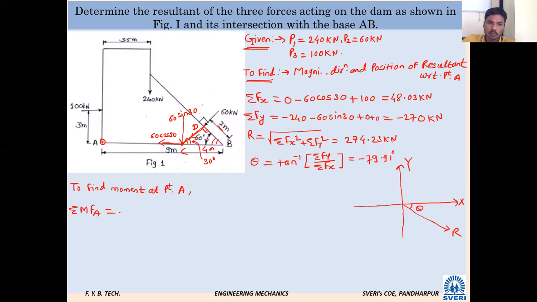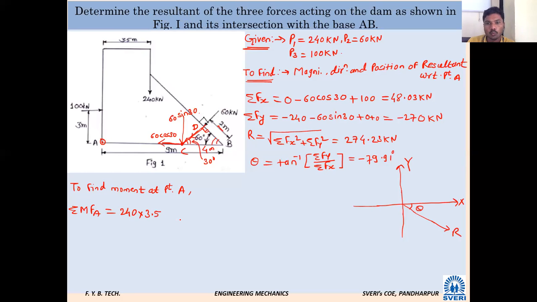Tell me. Force of 240 kilonewton is applied and point A is fixed. How will the object rotate? Clockwise. So 240 into, what is the perpendicular distance between the line of action of the 240 kilonewton force and point A? 3.5, it is given. Though it is a university problem, it is very simple.